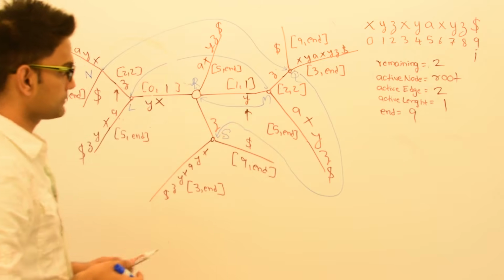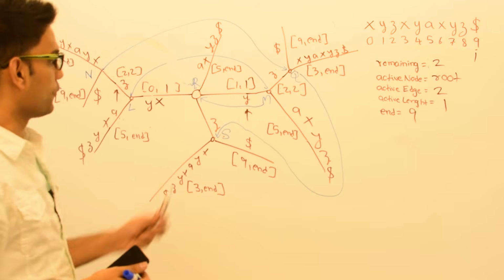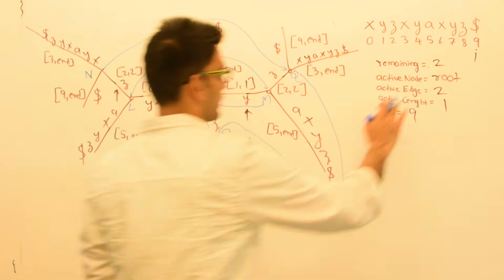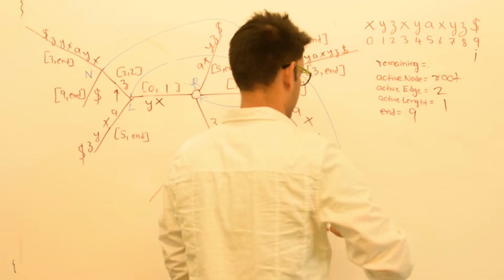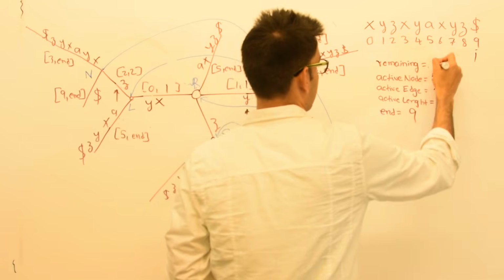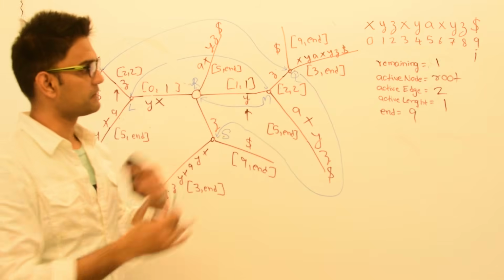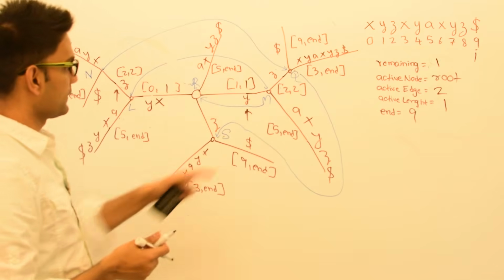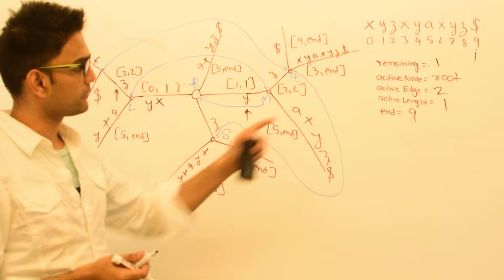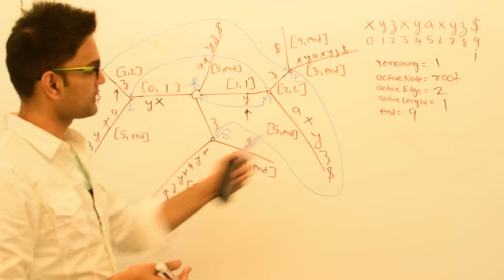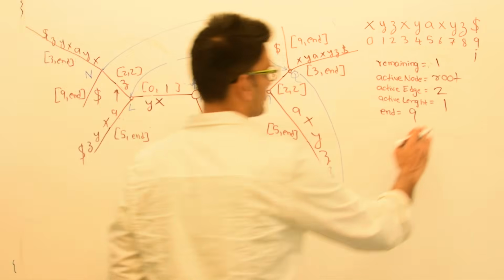Alright. So now, where do we go from here? Since we created a new internal node, my remaining becomes 1. Since the remaining is still greater than 0, we are still in that while loop. Since my active node is root, we decrement our active length. So active length becomes 0.